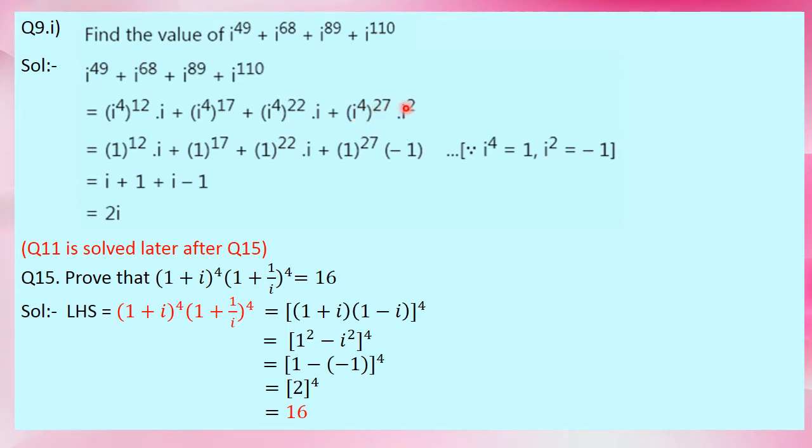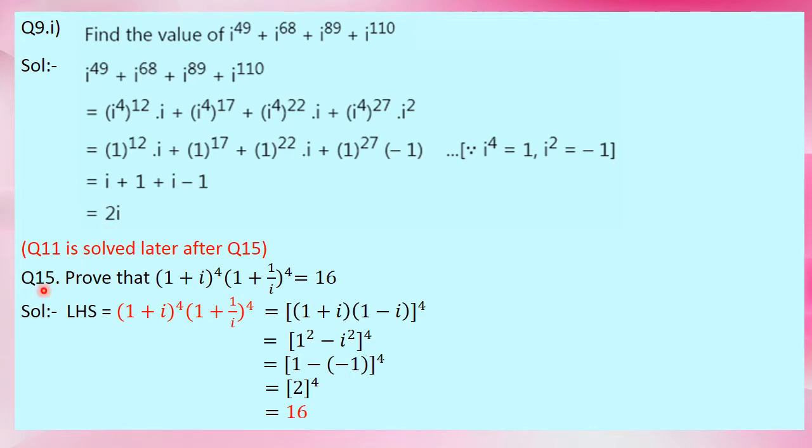Now all the i raised to 4 terms are equal to 1. 1 raised to 12 into i, 1 raised to 17, plus 1 raised to 22 into i, plus 1 raised to 27 into minus 1, because i squared is minus 1. So first term i, second term 1, third term i, fourth term minus 1. So 1 and minus 1 get cancelled. i plus i is 2i.